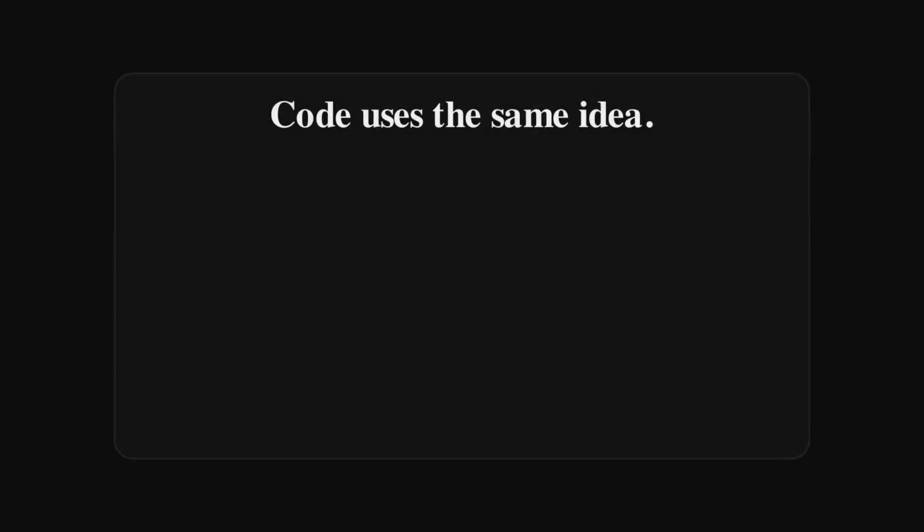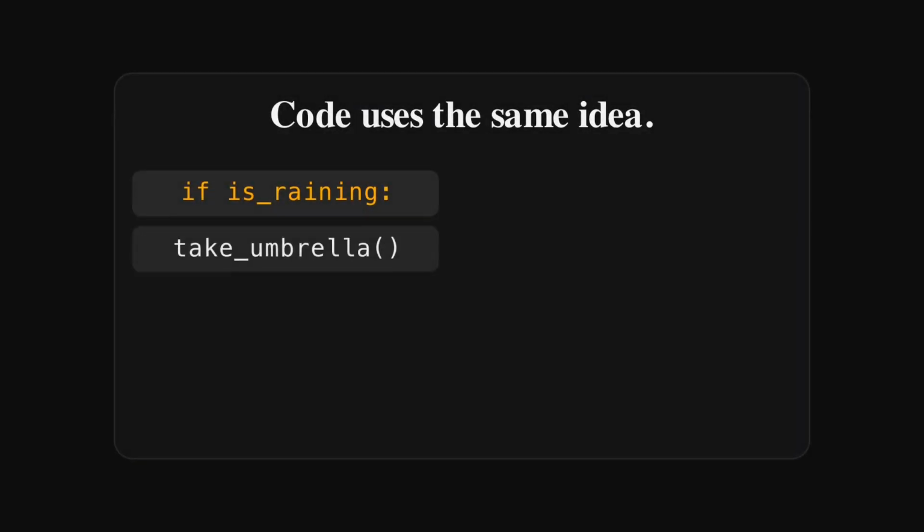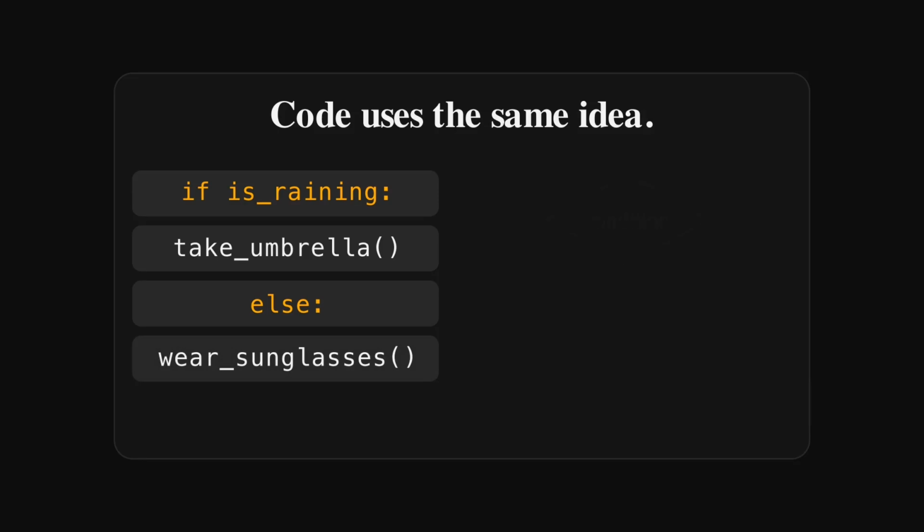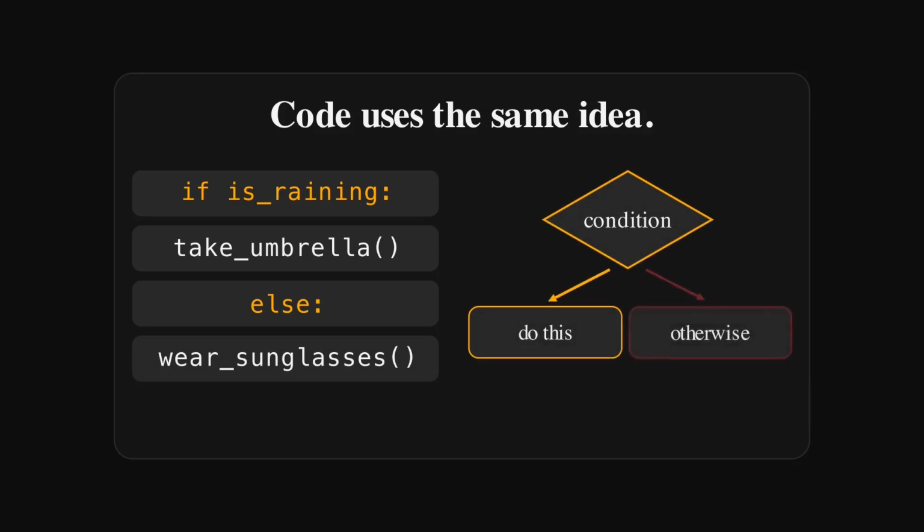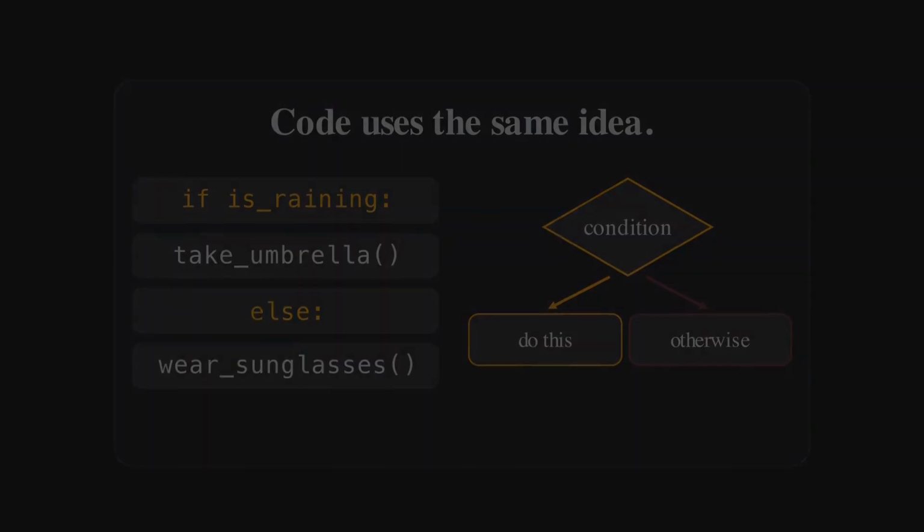Code uses the same idea. If the condition is true, the program follows one path. Otherwise, it follows another path. The word if checks the condition. The word else handles what happens when the condition is false. A condition checks whether something is true or false.